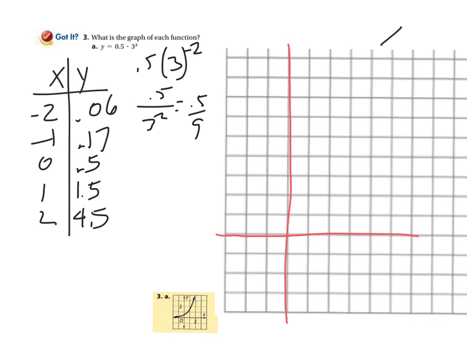And now we just graph them. So -2, 0.06 is going to be like right here. -1, 0.17, like this. 0.5. 1, 1.5. And 2, 4.5. Again, the idea is you can make a gradual curve out of this. It's going to look like this, and up like that. And that's what I expect to see for a graph.